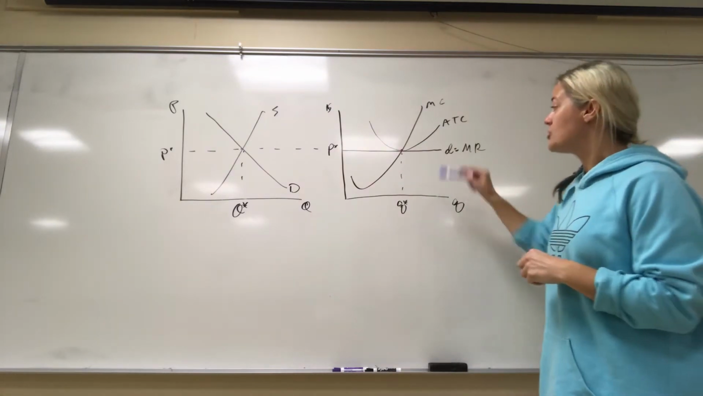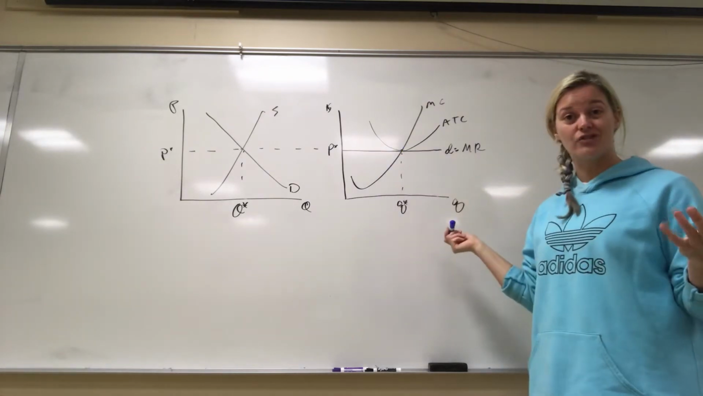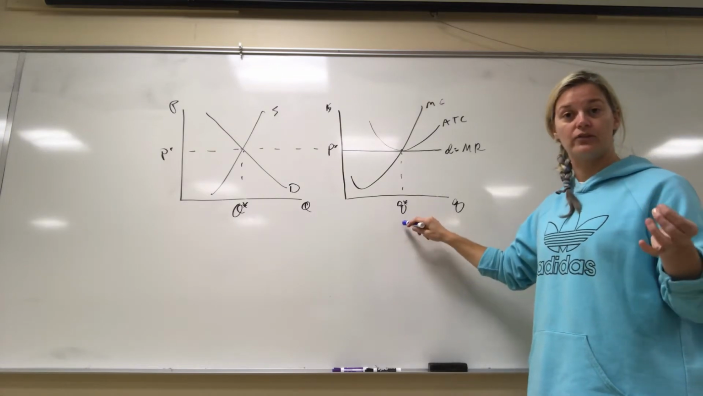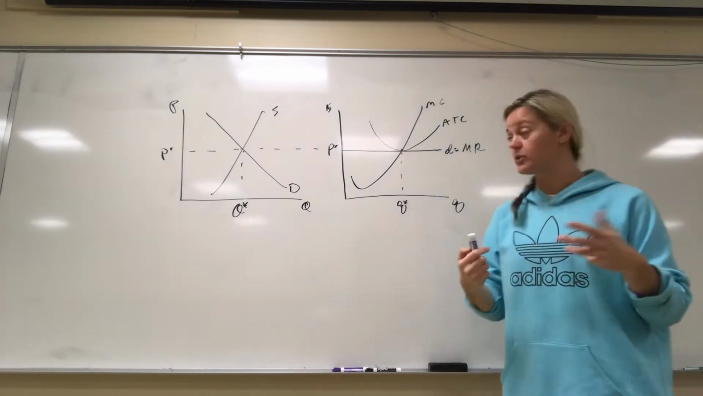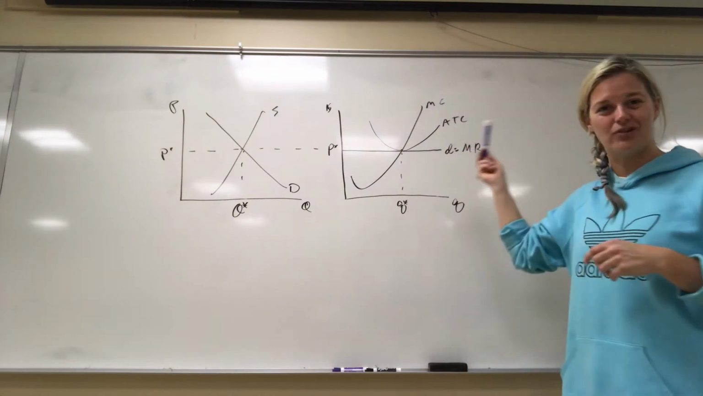Okay, each firm is earning a normal profit. Price is equal to average total cost, and little q star is the quantity that each firm produces, and that's found by looking at the intersection of marginal cost and marginal revenue.